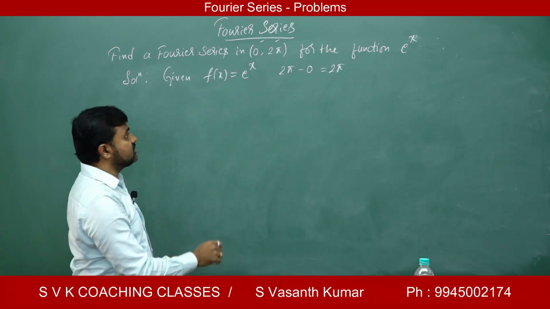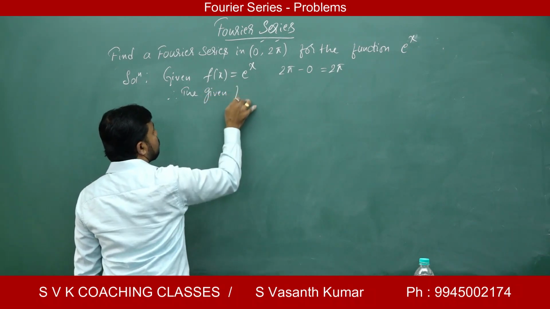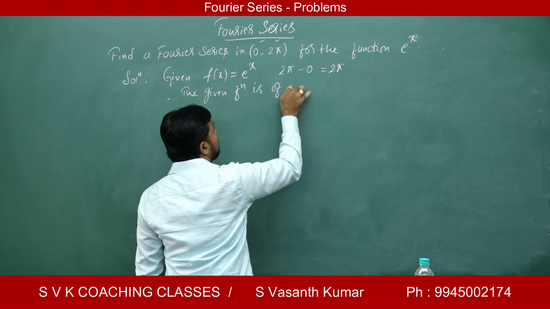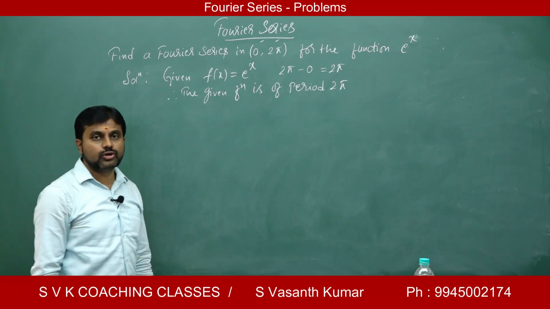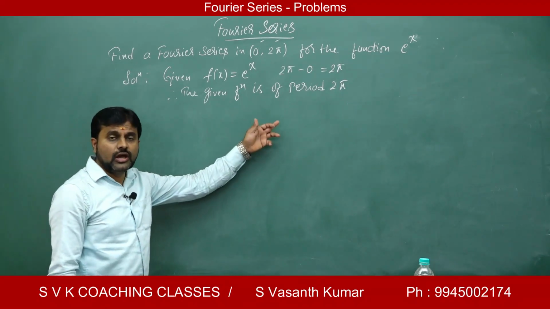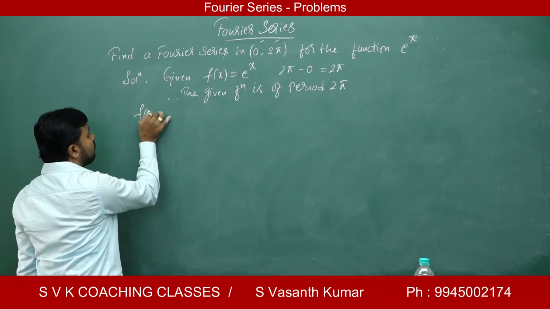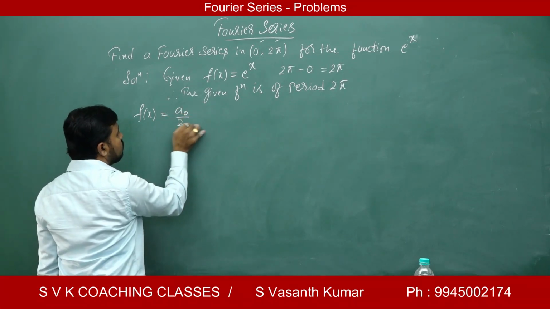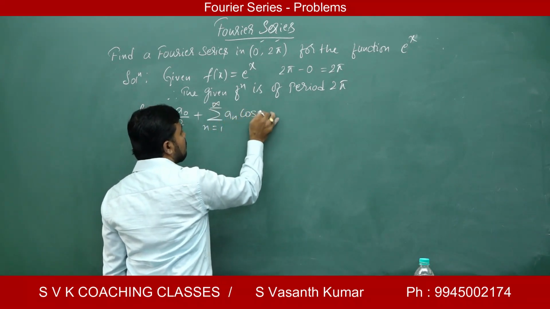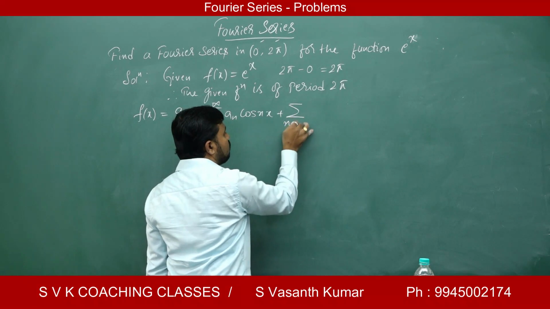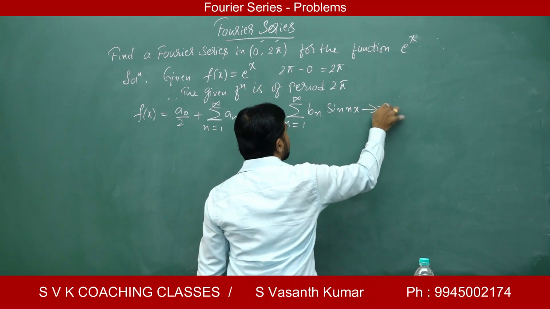Therefore the given function is of period 2 pi. So for period 2 pi, you know how to write the Fourier series. It is given by f of x is equal to a naught by 2 plus summation n equal to 1 to infinity a n cos n x plus summation n equal to 1 to infinity b n sin n x. Name this as equation star.